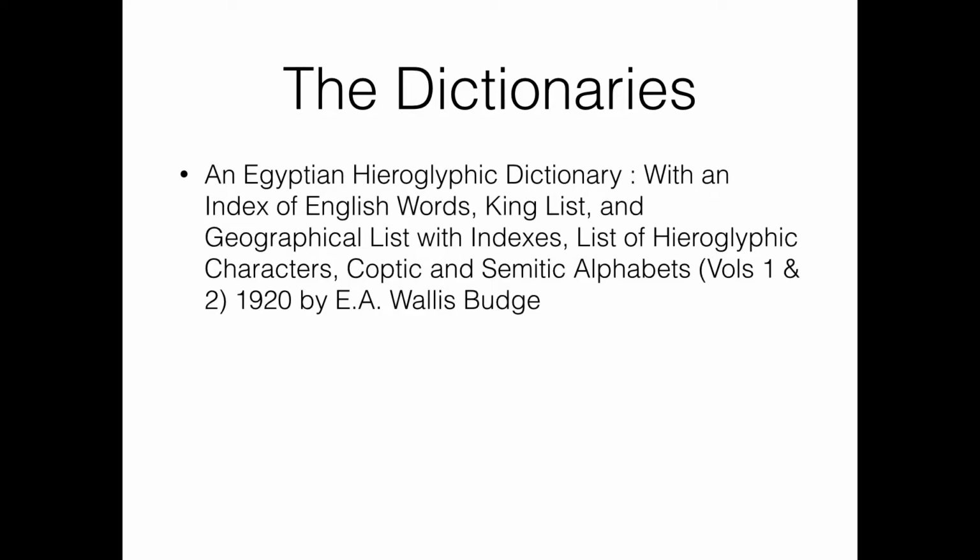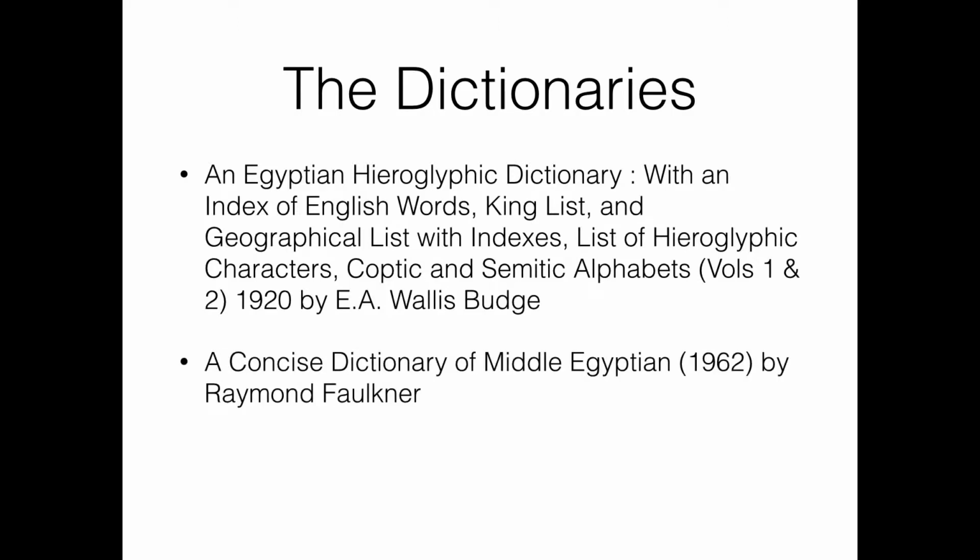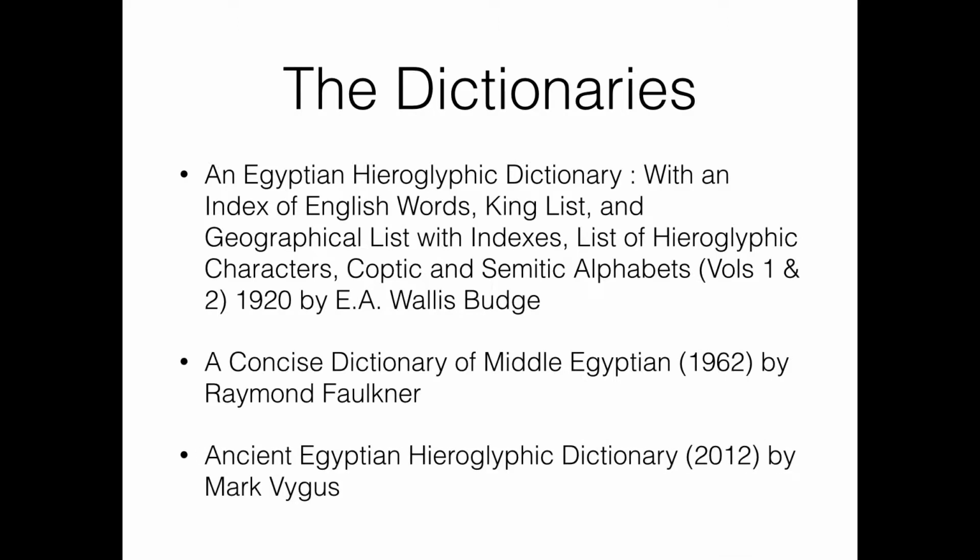The dictionaries. There are many dictionaries that we can choose from, but for the purpose of this lesson, I'll mention 3 of the most popular. The first, an Egyptian Hieroglyphic Dictionary, written by E.A. Wallace Budge. Second, a concise dictionary of Middle Egyptian by Raymond Faulkner. And third, Ancient Egyptian Hieroglyphic Dictionary by Mark Vygus. And this is the dictionary that we'll utilize for the purpose of this lesson.